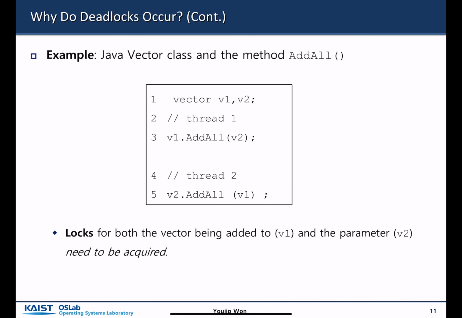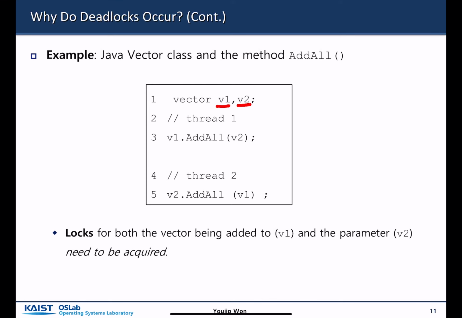Why do deadlocks occur? Consider the following Java Vector class and the method addAll. There are 2 vectors, vector 1 and vector 2. Thread 1 calls vector1.addAll with v2 as a parameter. Thread 2 calls vector2.addAll with vector1 as a parameter.